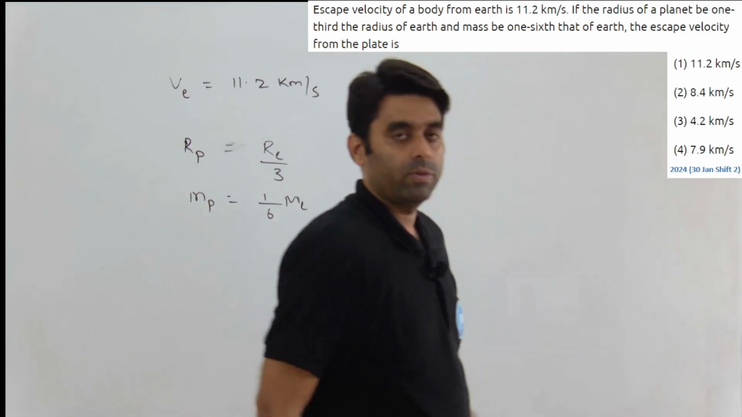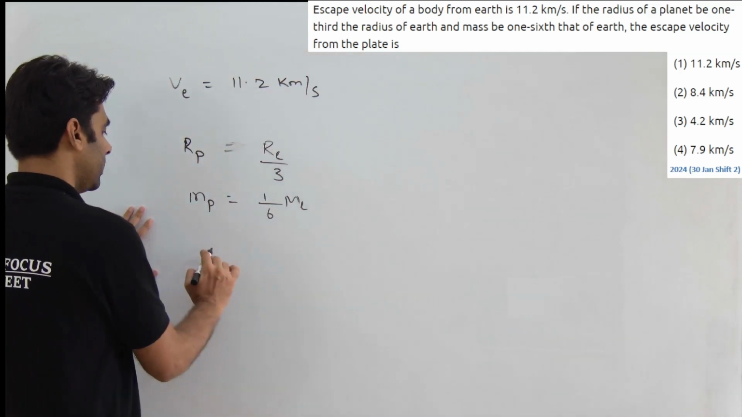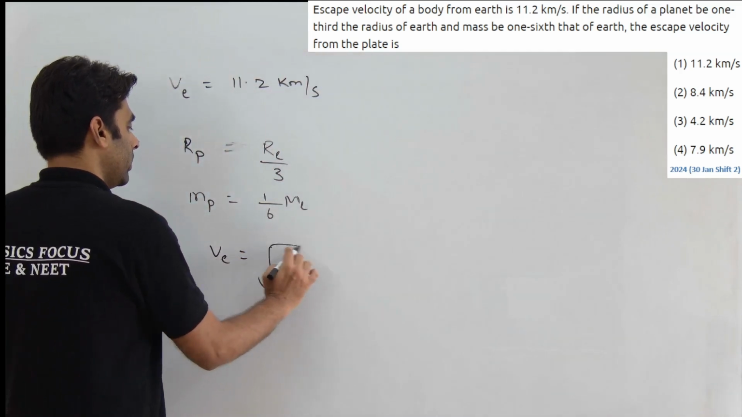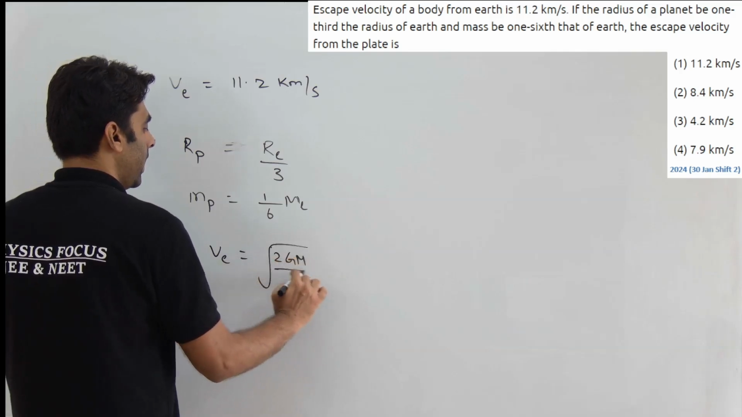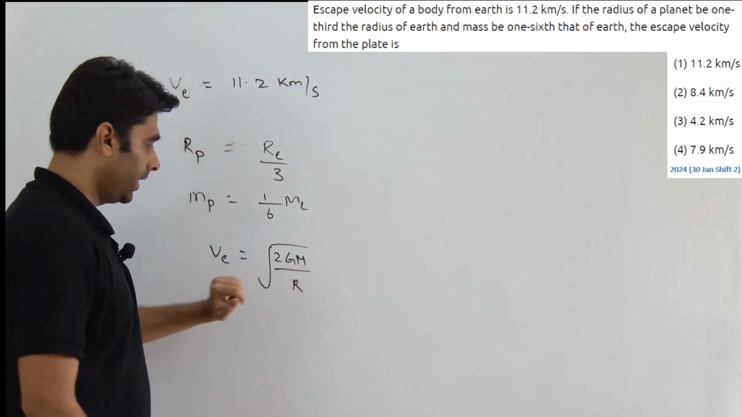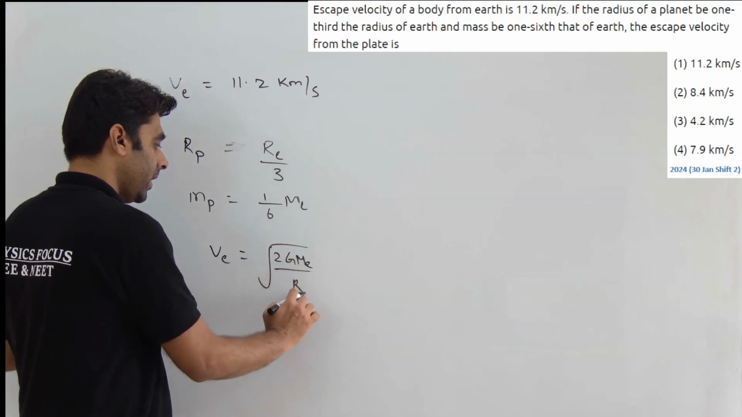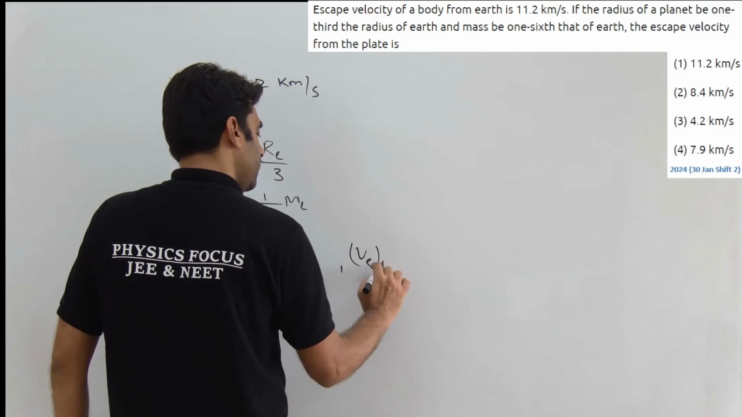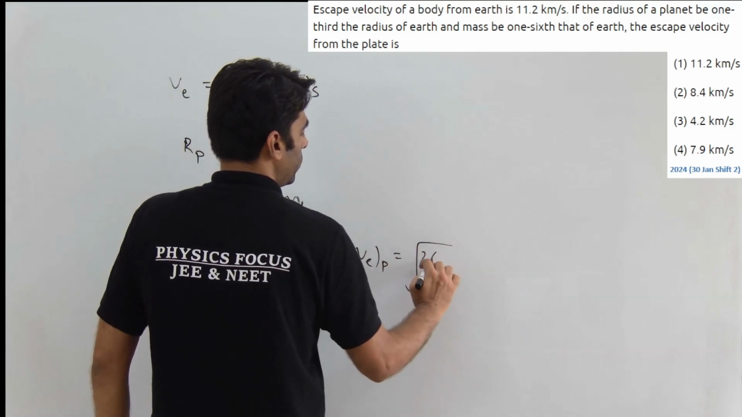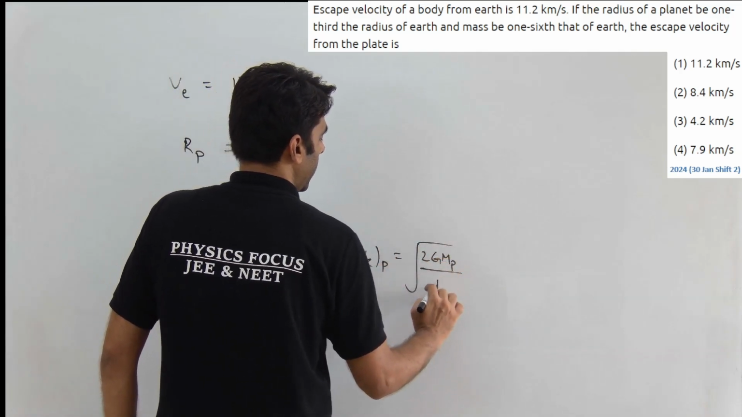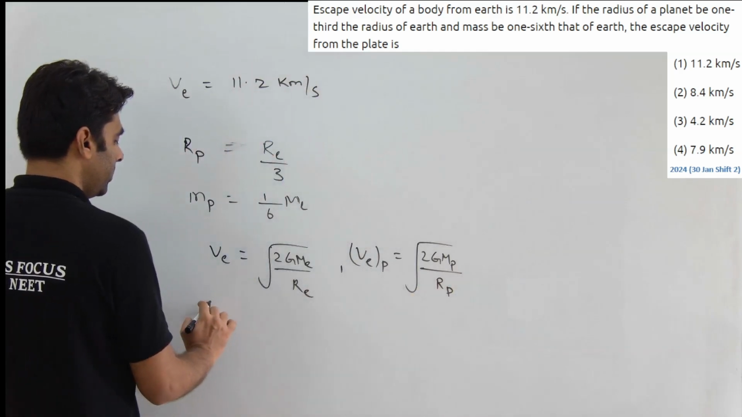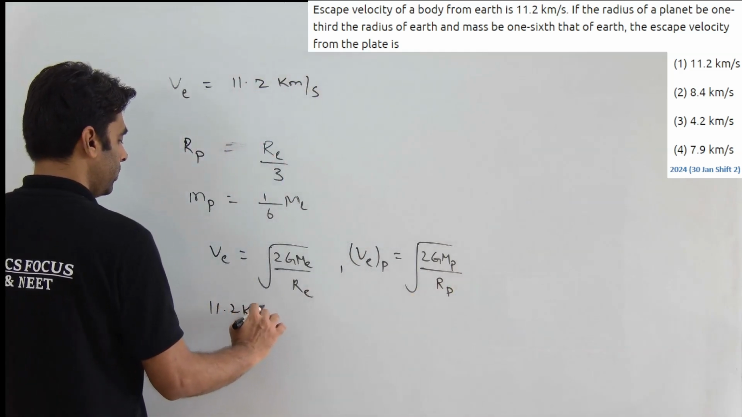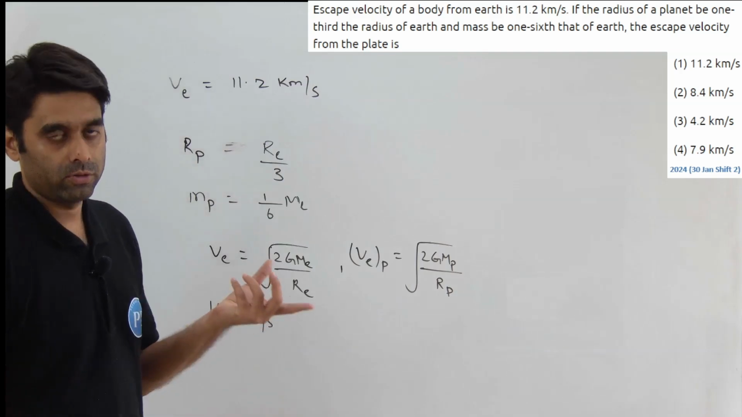What is our escape velocity relation? Escape velocity is given as root over 2GM by R. If it is Earth, it will be M_E by R_E. For a planet, what can we write? Escape velocity from any planet will be root over 2GM_P by R_P. This value for Earth is given to us as 11.2 kilometer per second, a standard result we know.